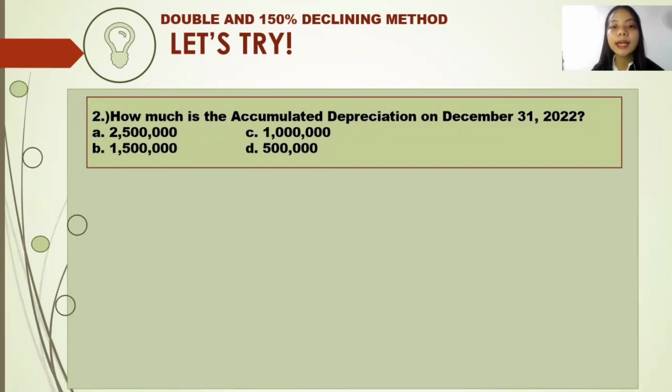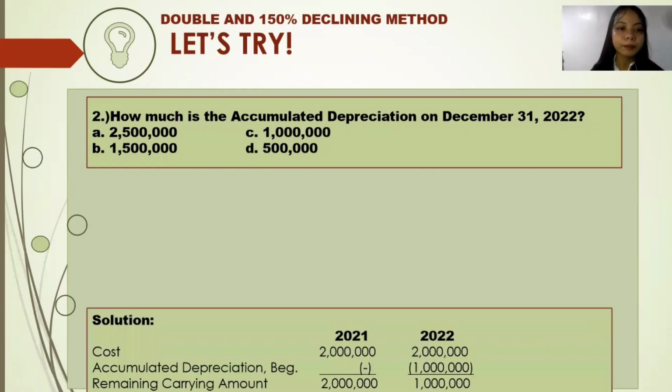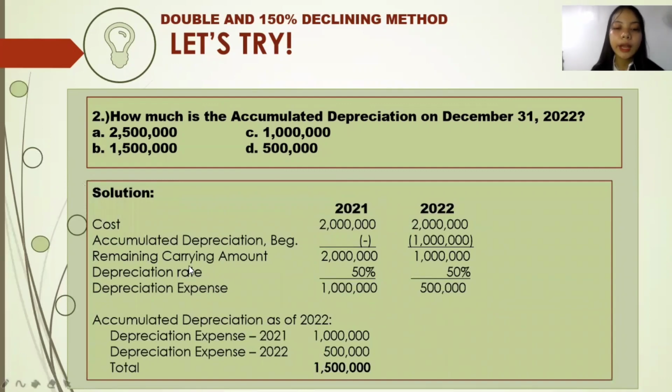Number 2: how much is the accumulated depreciation on December 31, 2022? Tinatanong yung accumulated depreciation. Same with getting the depreciation expense, kunin muna natin yung depreciation expense. Dahil accumulated, i-plus lang natin yung depreciation expense ng 2021, 1 million, plus depreciation expense ng 2022, 500,000. So, the total is 1,500,000.